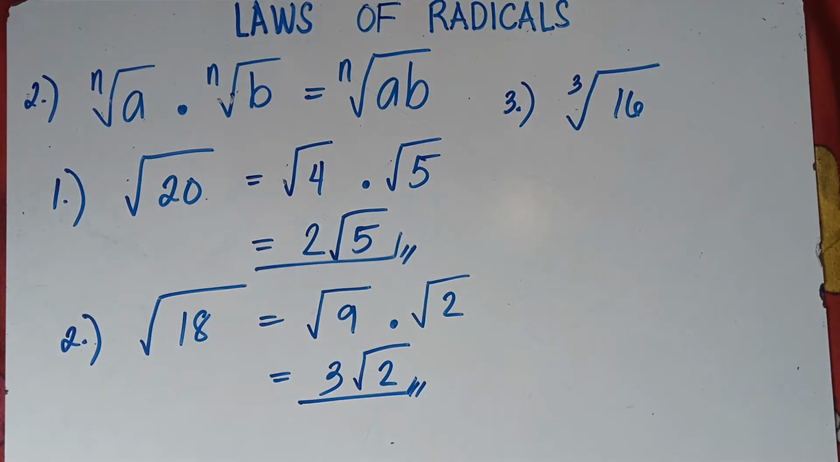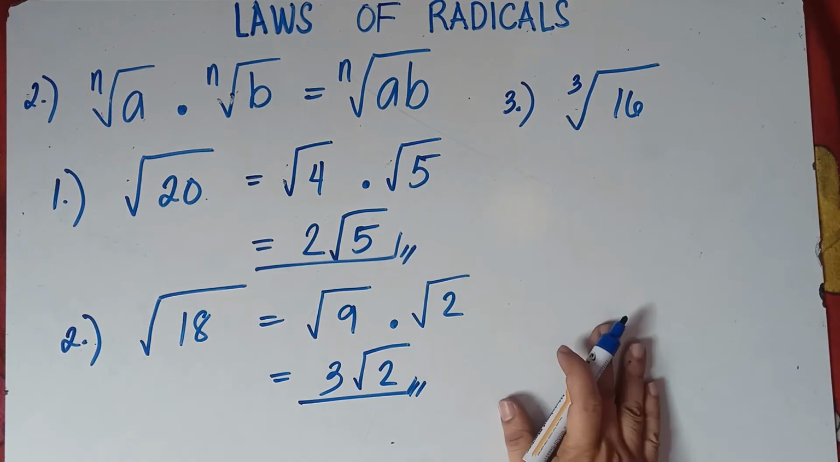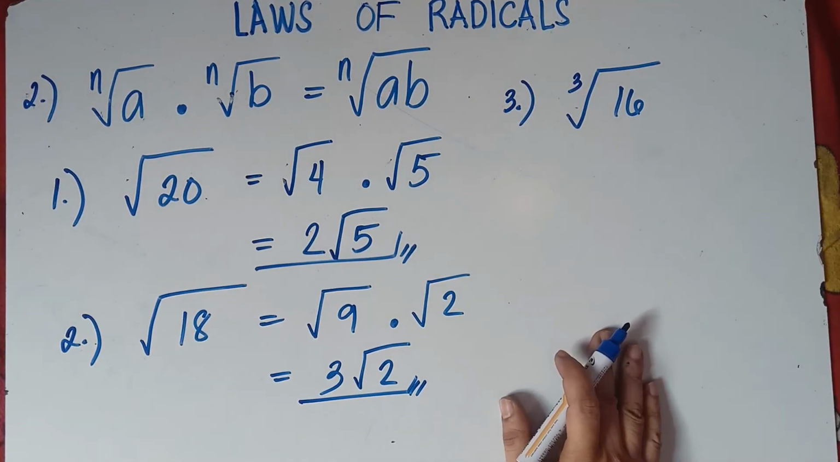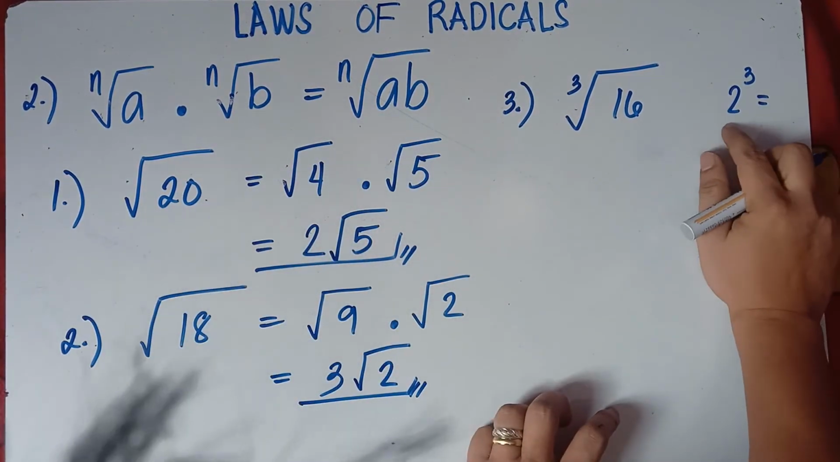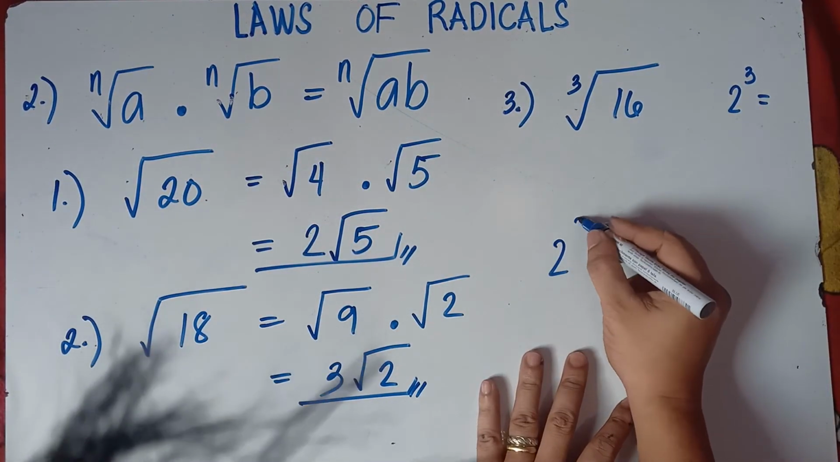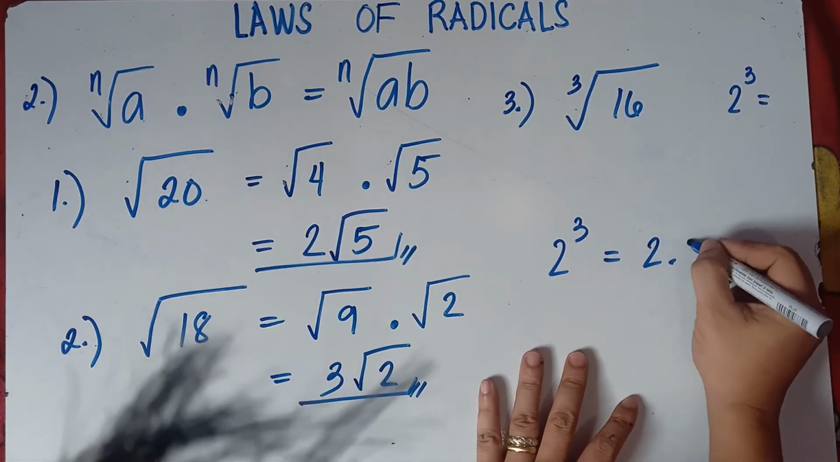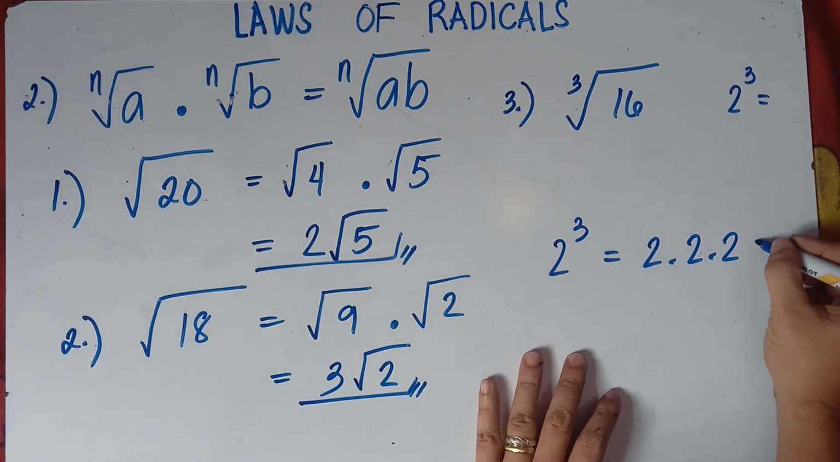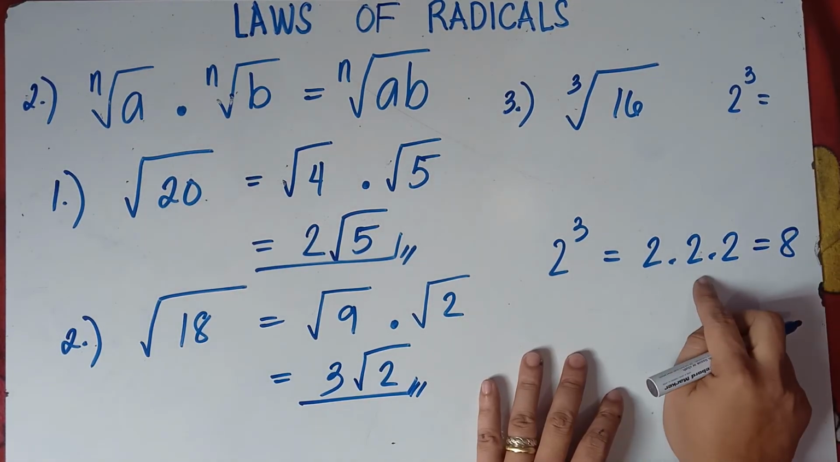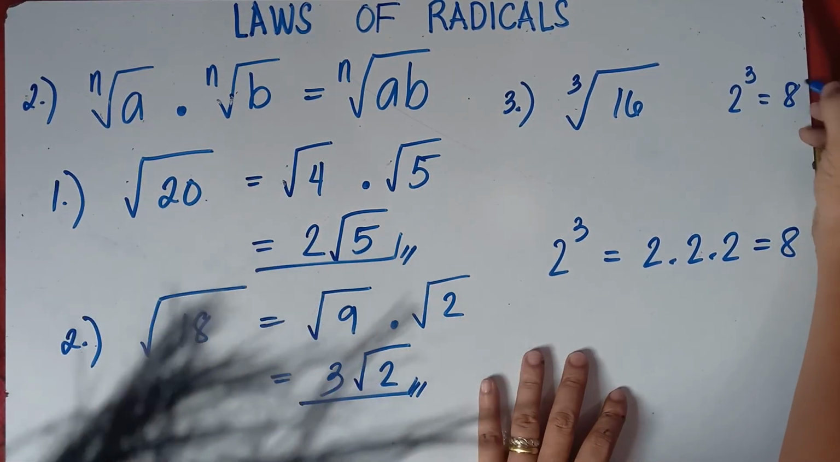So is 16, class, a perfect cube? Do we have a number that when you multiply it by itself 3 times, the answer is 16? Nope, we don't have, right? Because 2 raised to the power of 3 means 2 times 2 times 2. When you multiply 2 by itself 3 times, the answer is 8, right? 2 times 2, that is 4, times 2, that is 8.